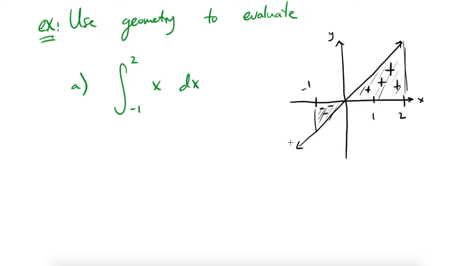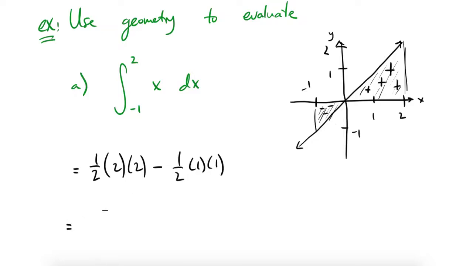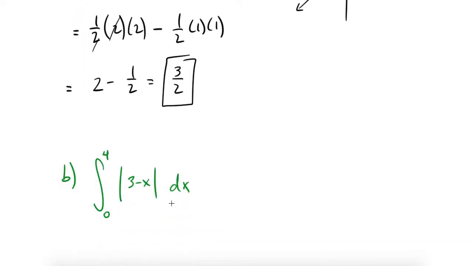Using geometry, I know how to calculate areas of triangles. It's 1/2 base times height. So the positive triangle will be 1/2, the base is 2, the height is also 2, because this is the standard diagonal function. So this is 1/2 times 2 times 2, and the area of this triangle is negative, so it's 1/2 times 1 times 1. Here I'm just leveraging that I know this is area under the curve, and the areas represented here are triangles, so it's easy to calculate geometrically what their area is. So I end up with 2 minus 1/2, or 3/2. Easy enough.